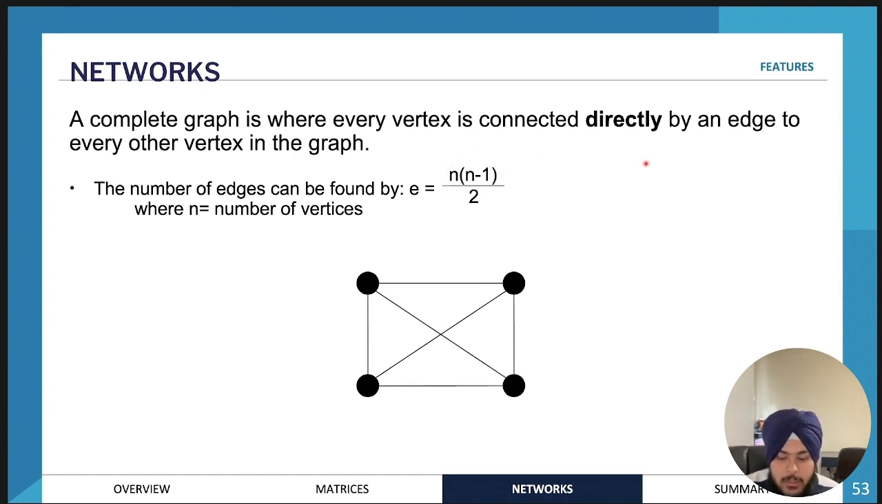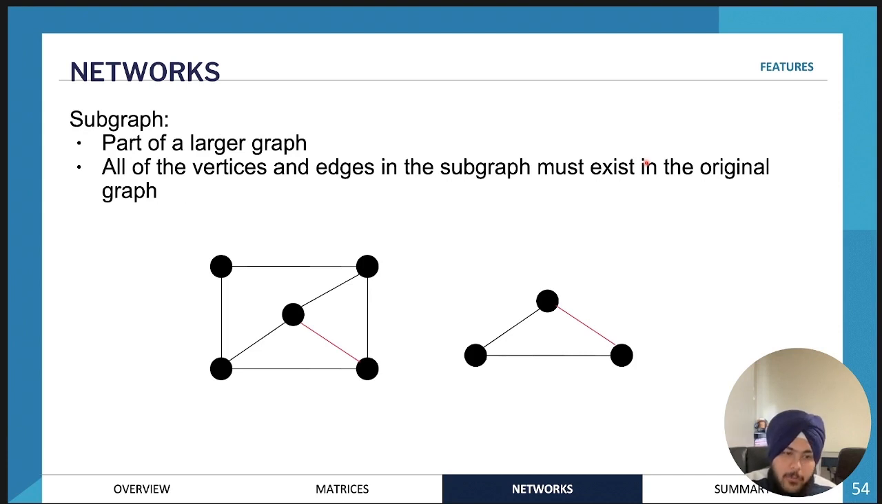So pretty straightforward. Then we have a subgraph. So sometimes we might not need an entire graph to do a particular type of analysis. We might just need a part of that graph. So a subgraph is essentially a part of that graph. So right now it's not that clear, but when we start putting actual information on the network, then it will make a lot more sense. But essentially this over here is the subgraph. So this over here is a subgraph of this entire graph over here. So very straightforward again.